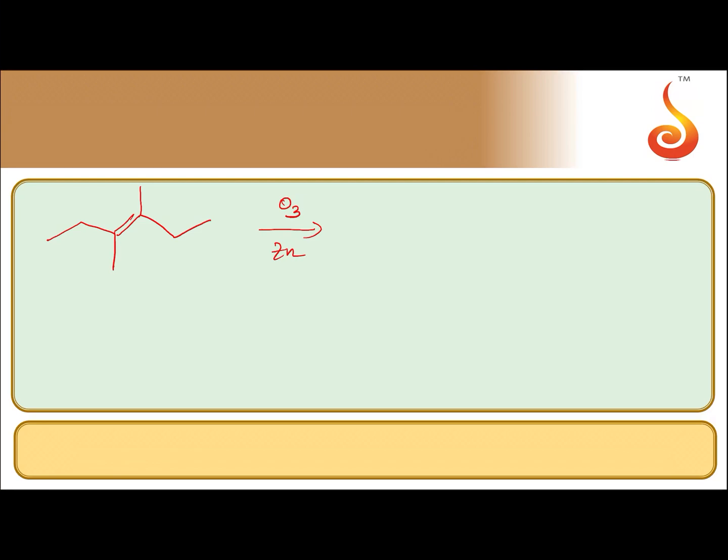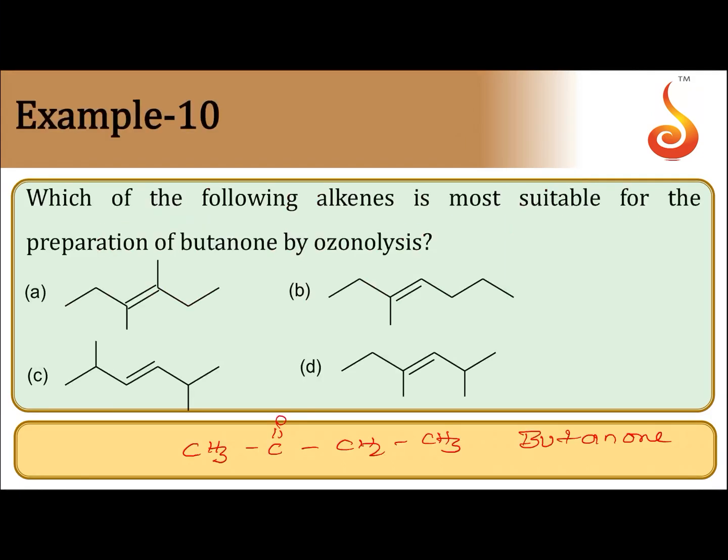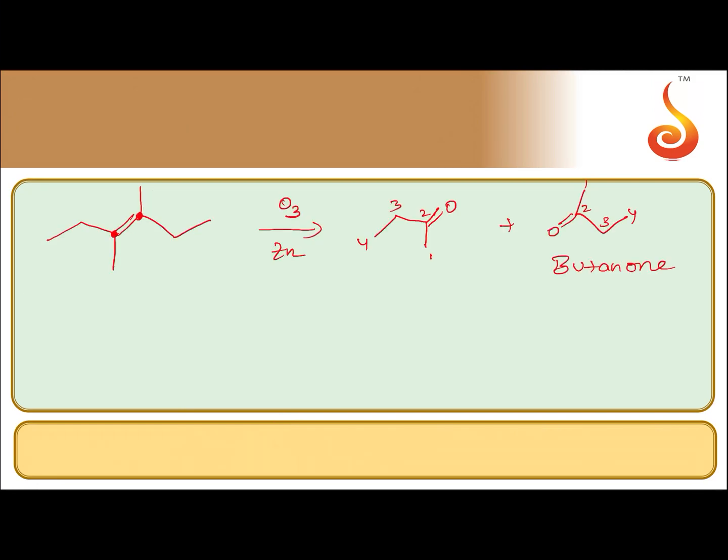This is the compound which undergoes ozonolysis. So what is the shortcut you have to remember? Remove this double bond, put a plus in between, and put double bond O with these carbon atoms. So what will I get? Double bond O plus double bond O. What is this compound? 1, 2, 3, 4. 1, 2, 3, 4. This is butanone. This is also butanone.